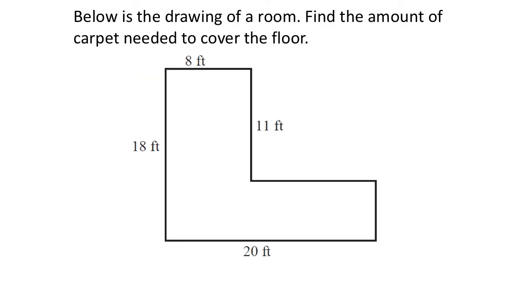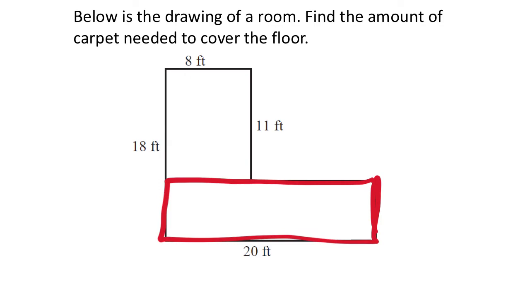All right, below is the drawing of a room. Find the amount of carpet needed to cover the floor. Oh, so this is kind of like the problem we covered at the beginning of class. And yeah, we are looking for area. So what we're going to do is we're going to split this up into 2 separate rectangles. And I'm just going to do it pretty much the same way we did that one in the beginning. So what I mean is I'm going to cut this horizontally. Okay, and yes, you could cut it vertically as well.